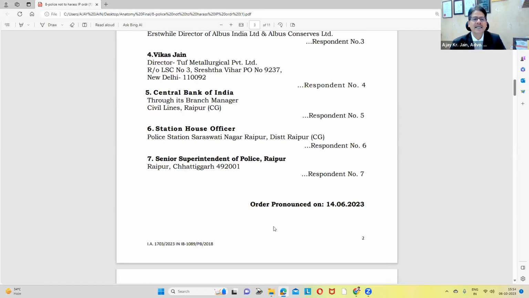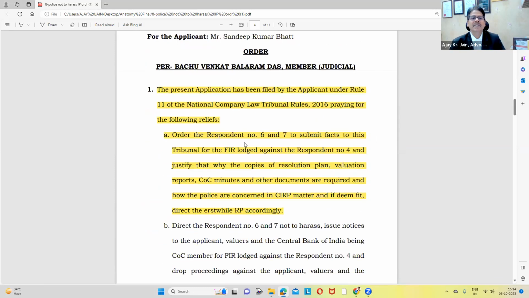If the RP gets harassed by the police or somebody else, the present application has been filed by the applicant under Rule 11 of the NCLT Rules. Order the respondent numbers 6 and 7 to submit facts to this tribunal for the FIR lodged against respondent number 4 and justify why the copies of resolution plan, valuation report, COC minutes and other documents are required and how the police are concerned in the CIRP matter, and if deemed fit, direct the erstwhile RP accordingly.